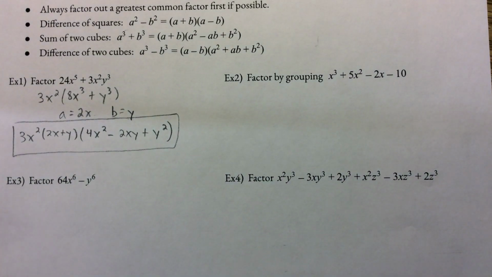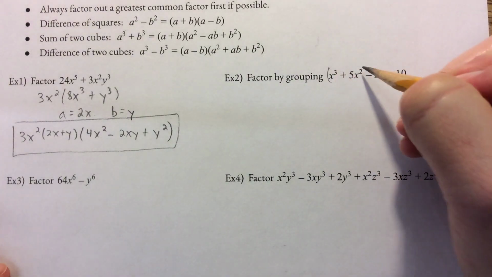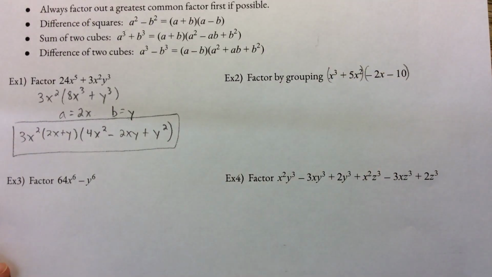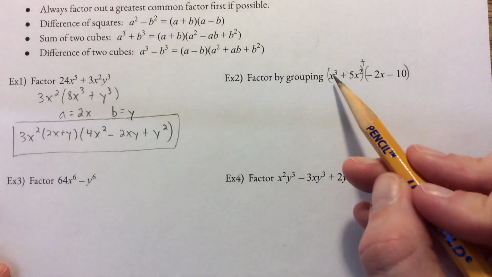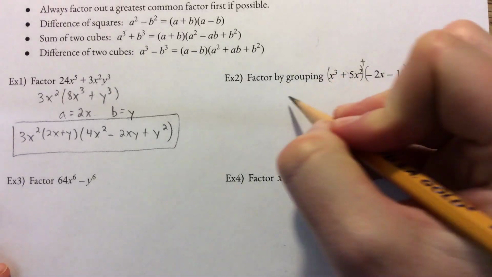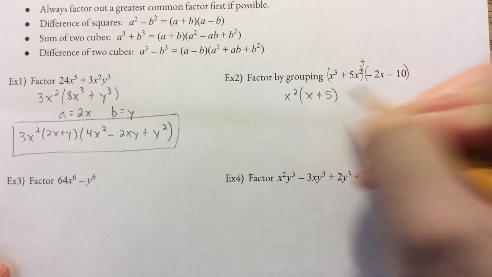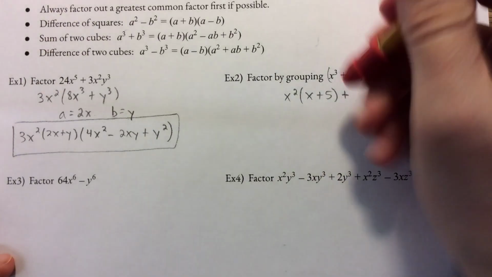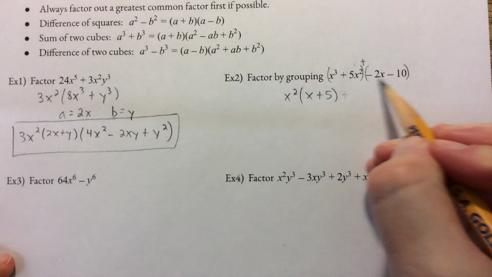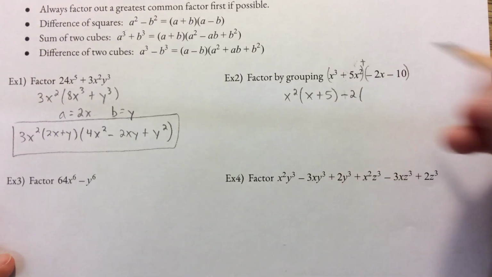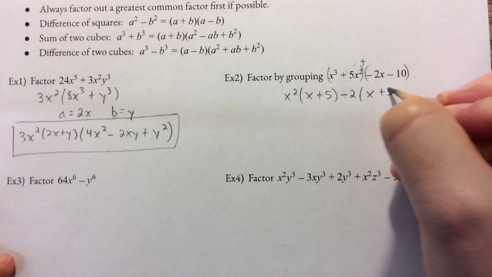Alright, factoring by grouping. So with grouping, what we're going to do is look at the first and last terms. We're going to group them together here, and I'm putting addition in between there. Now on each of these I'm going to take out the greatest common factor. So in here, between an x cubed and a 5x squared, I can factor out an x squared, which leaves me with an x plus 5. Now in here, I could factor out a negative 2, so that's going to leave me with x plus 5 here.